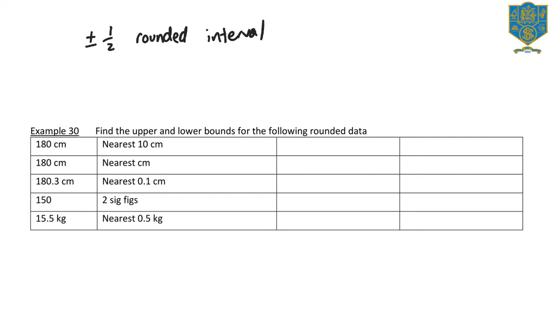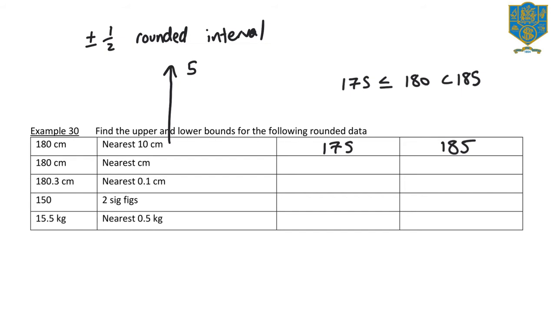So if we're rounding to the nearest 10 centimetres, half of 10 is going to be 5, so we're looking at plus or minus 5 of the rounded value. So we're going to have 175 and 185. Now remember, 185 would actually round up to 190, but the way we're writing this is 175 is less than or equal to 180, which is less than 185. So it's much easier for us to use that.